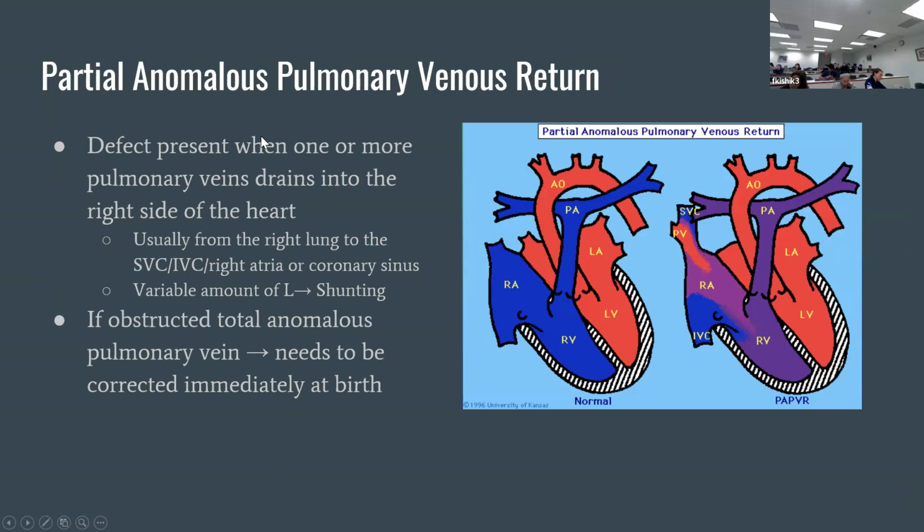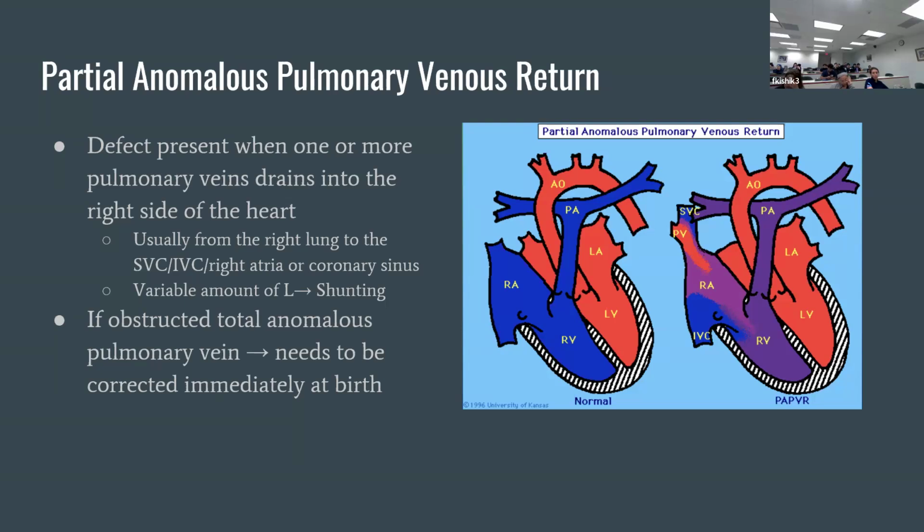Next we have, which is more rare, partial anomalous pulmonary venous return. So this is a defect that's present when one or more pulmonary veins drains into the right side of the heart instead of the left side. Usually from the right lung.